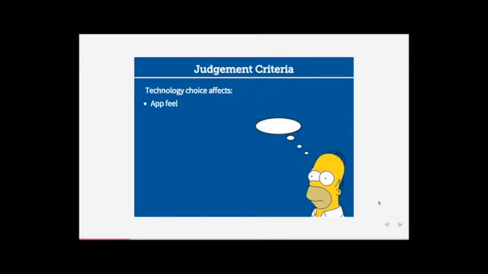Judgment criteria. Technology choice affects app feel. This is probably the number one thing that I don't hear anybody talking about, but it's the number one thing that drives a native app developer nuts. And that is that apps feel better when they're written native, when they have the native UI components. And that's for a few reasons.